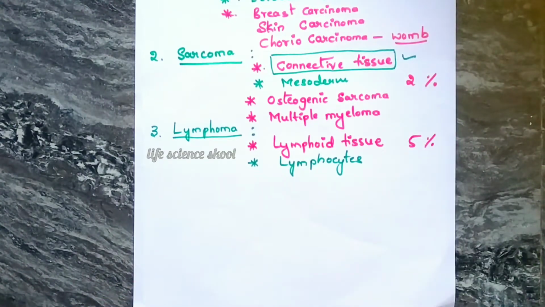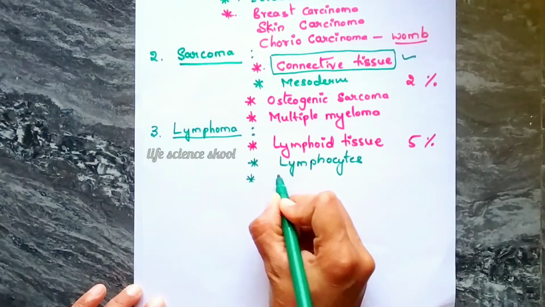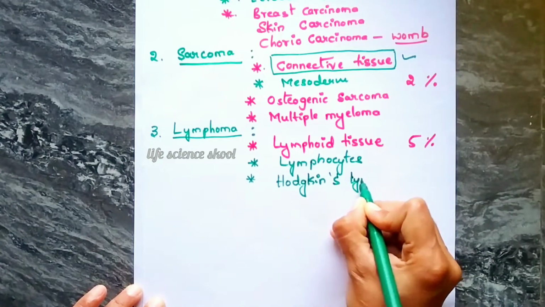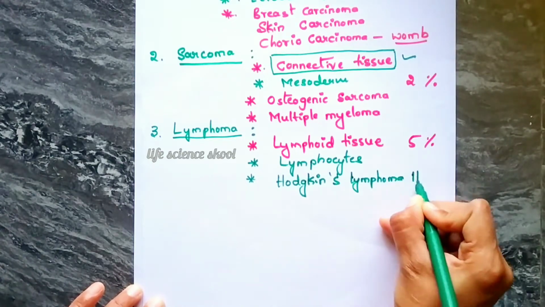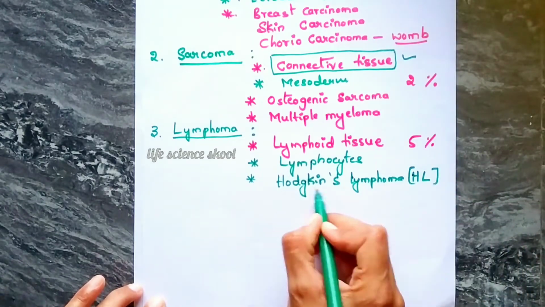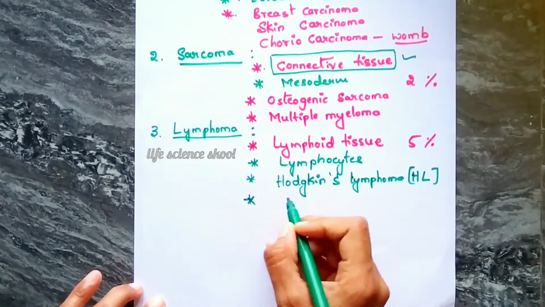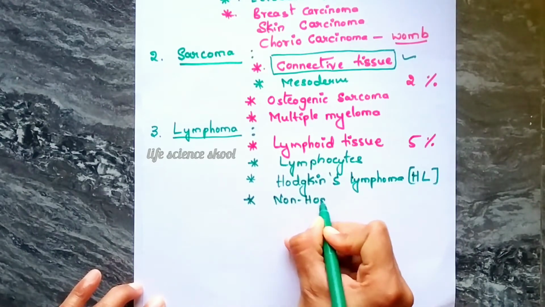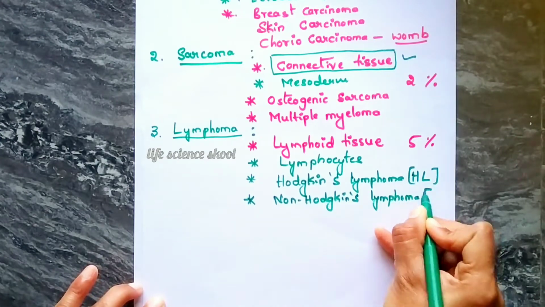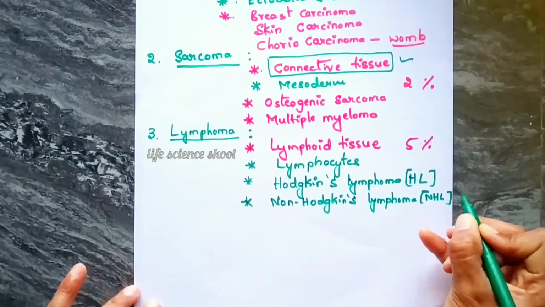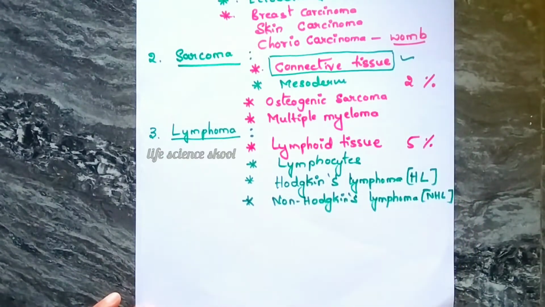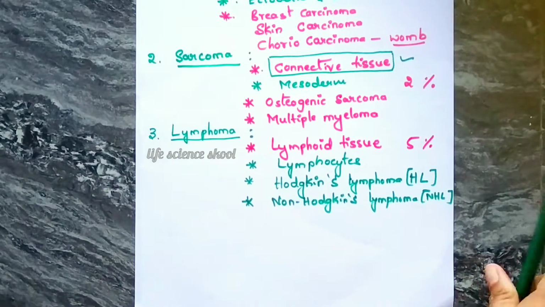And the examples for the lymphoma are Hodgkin's lymphoma. In short form, it is also called HL. You can say it is a blood cancer. If it is in the early stage, it is called Hodgkin's lymphoma. And the next one is non-Hodgkin's lymphoma, in short form called NHL. Okay, and it is a more advanced stage of the blood cancer. So these are the two types of examples.